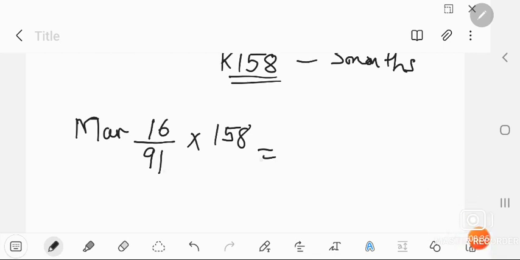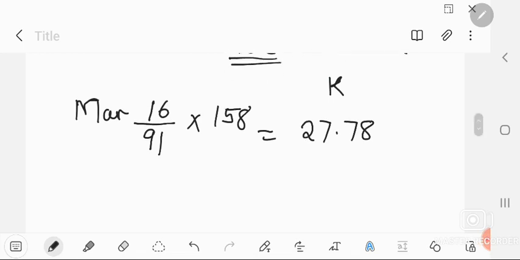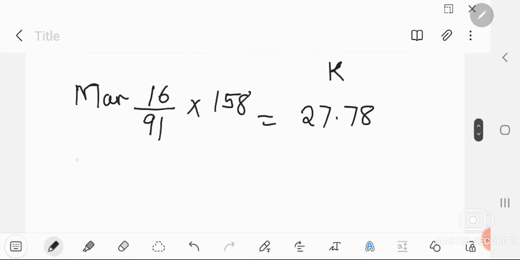So this will give you 27.78. I'm just rounding off all my answers. By the way, these answers are in kwacha, as we said, because the swap cost is in kwacha. So let's just deal with it like that.